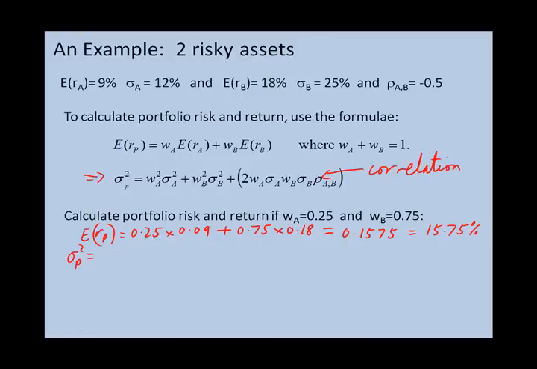So we've got WA squared, so we've got 0.25 squared times by the variance, and we know that the variance is going to be equal to the standard deviation squared, plus the weights in asset B squared times by the variance of asset B, which is 0.25 squared, plus the correlation term, which is going to be 2 times by the weight in asset A times by the standard deviation of asset A times by the weight in asset B times by the standard deviation of asset B times by the correlation, minus 0.5.